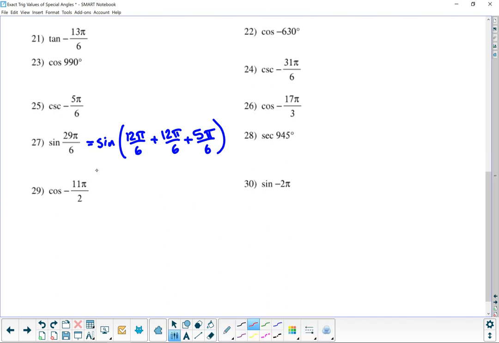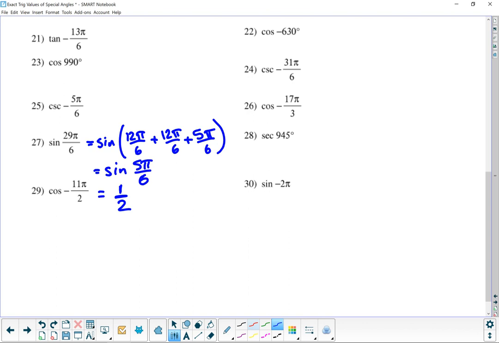Or you can just say this is the same as sine of 5 pi over 6. And 5 pi over 6 is on the unit circle, and that comes out to be negative radical 3 over 2 and 1/2. And since we're talking about the sine, we want the y value, which is 1/2.